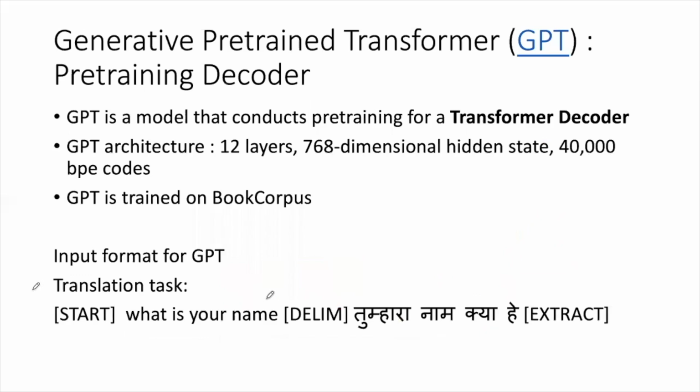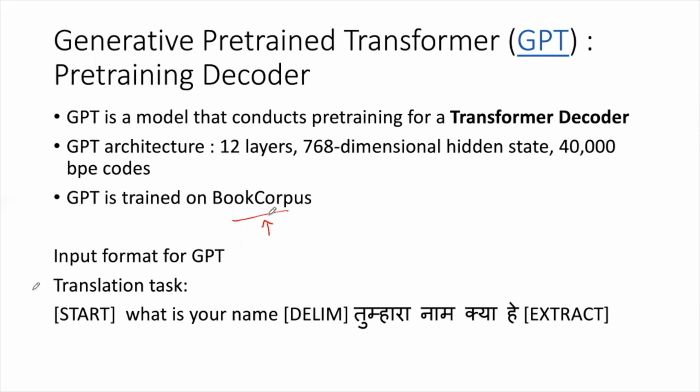Now, when we pre-train a transformer decoder, we obtain this model called generative pre-trained transformer. So this is a GPT model. The GPT model is a big model, containing around 12 layers and 40,000 BPE codes, etc. It's trained on BookCorpus. The pre-training takes a couple of days to conduct. And as mentioned before, it is conducted via a language modeling objective.